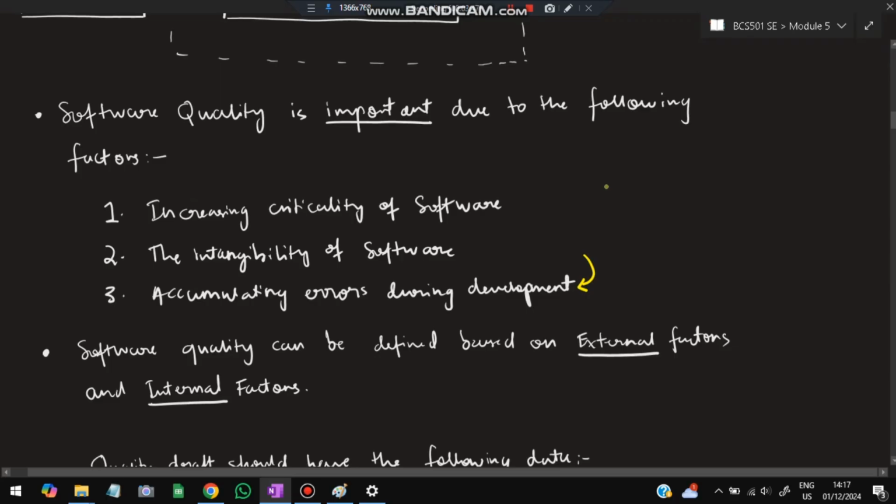So these are the three reasons why software quality is important. The criticality of software is high, it is intangible, and errors should be caught and fixed at a very early stage.